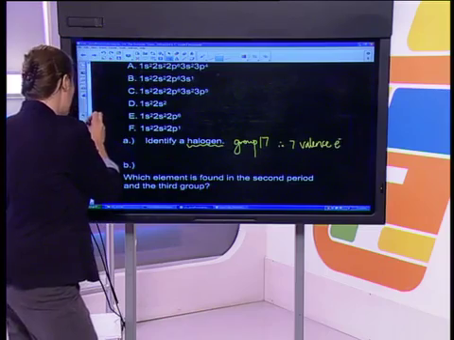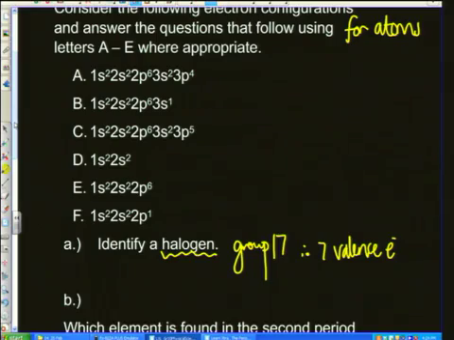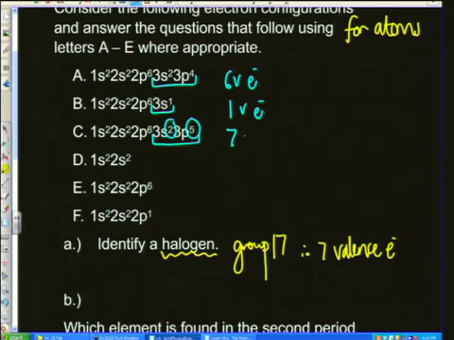Now I need to go across and do my counting. So I'm going to come along here and pick how many valence electrons in the third orbital there. It's going to have 6 valence electrons. How many there? Well, this one will only have 1 valence electron. What about here? This is going to have 3s2, 3p5. So the 2 plus the 5 will be 7 valence electrons. And I found my answer. It's going to be option C. Identify a halogen, option C.